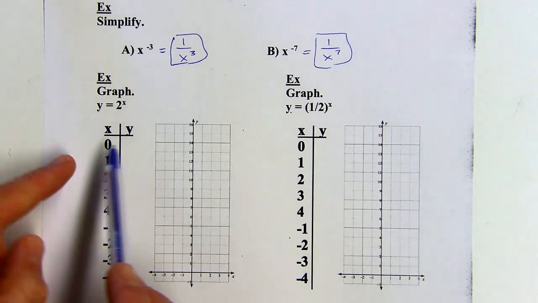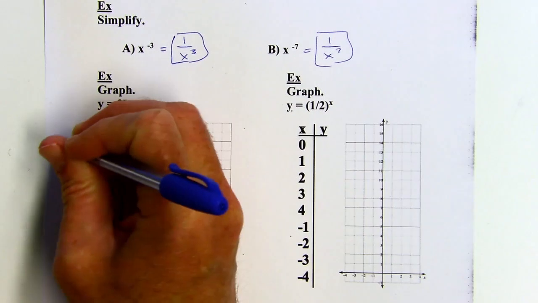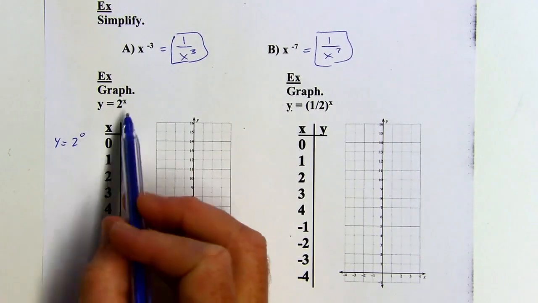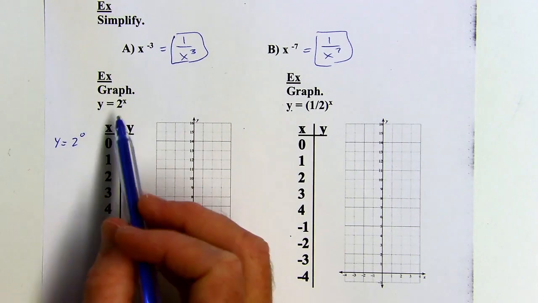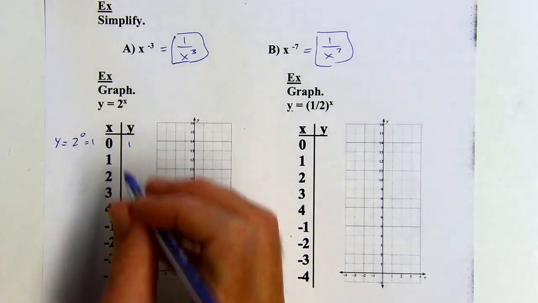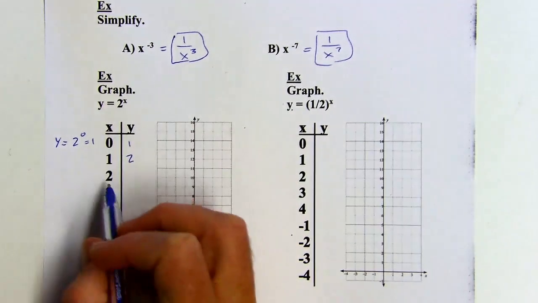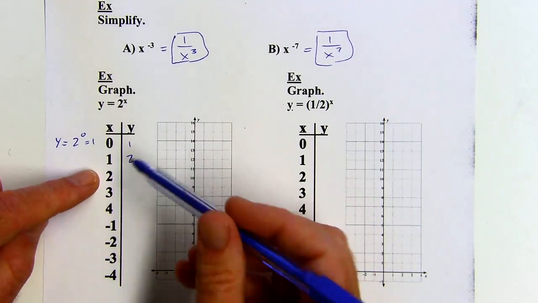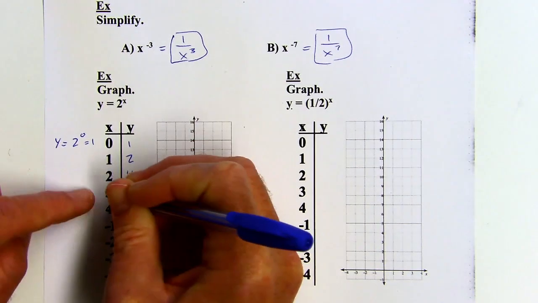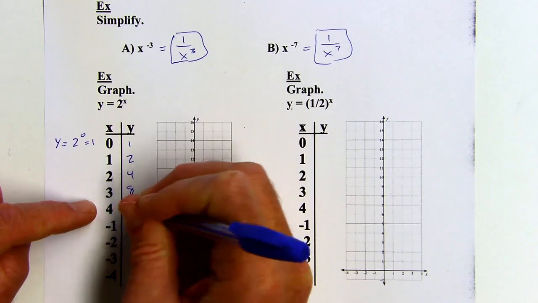Okay, so I've got these different x's already set up, and I'm just going to think, well, what would y equal if x was 0? Well, then I'd have y equals 2 to the 0th, and 2 to the 0th equals 1, right? And then this one would be 2 to the 1st, so 2 to the 1st is 2. I'll just do these in my head, I won't write them all out. 2 to the 2nd is going to be 4. 2 to the 3rd is 8, 2 times 2 times 2, and 2 to the 4th is 16.